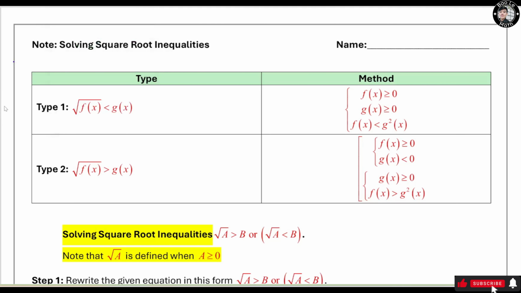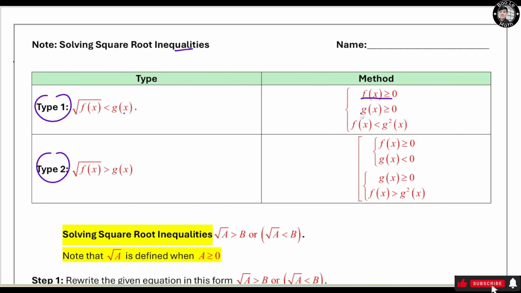Hello everyone, in this video we're going to learn how to solve square root inequalities. If both sides have the variables, you have two types. Type number 1, square root of f of s less than g of s. In order to solve this one, you need to find the domain.